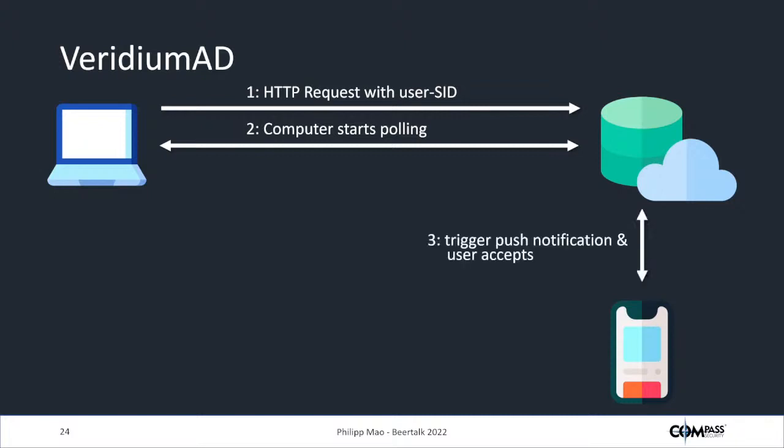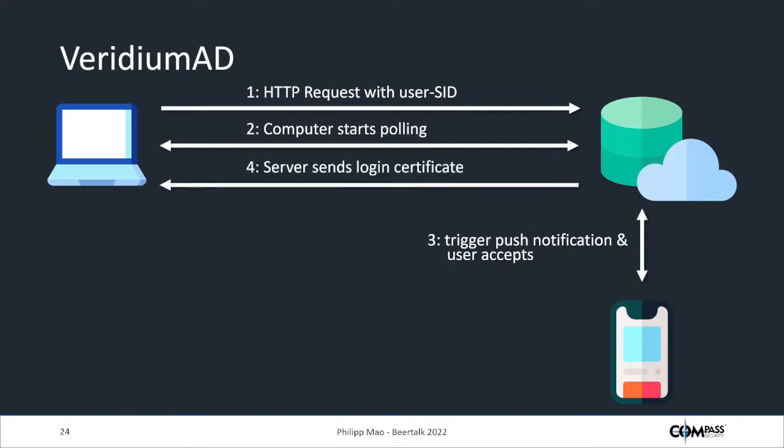Now the server is going to trigger a notification on the user's phone, which is going to say: do you want to log into this computer, yes or no? And the user accepts. Once the server learns that the user has accepted the login, the server returns that user's login certificate as a response to one of those polling requests. The login certificate of that user is then passed from the VeridiumAD service to the VeridiumAD credential provider, and the credential provider passes it to the login process where the user is then logged in.